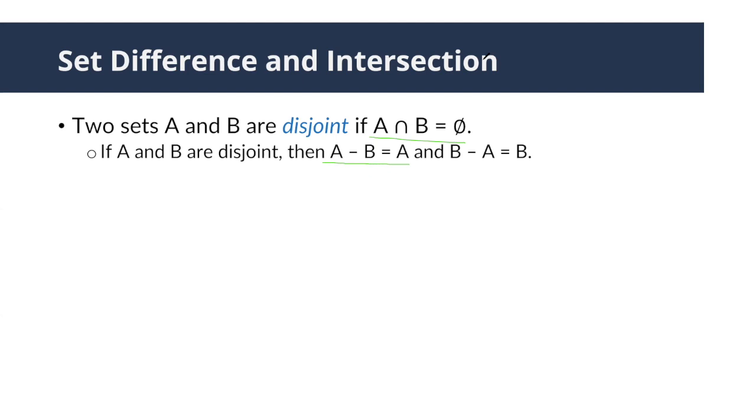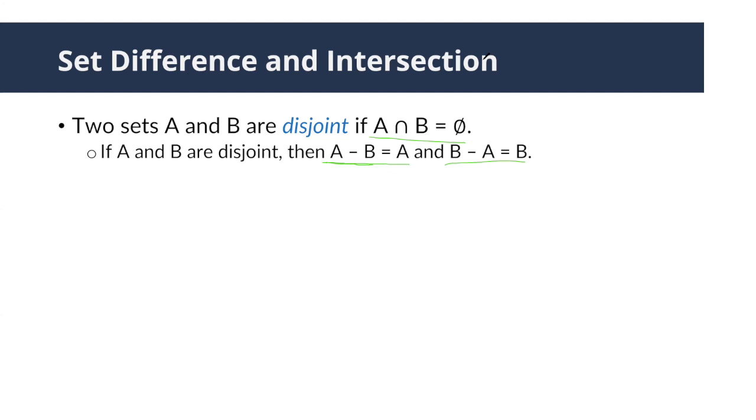Why? By definition, A set minus B is the set of elements which are in A but not in B. Since A and B are disjoint, we know that they don't have any common elements. Therefore, A set minus B is just A. Similarly, B set minus A is just equal to B.